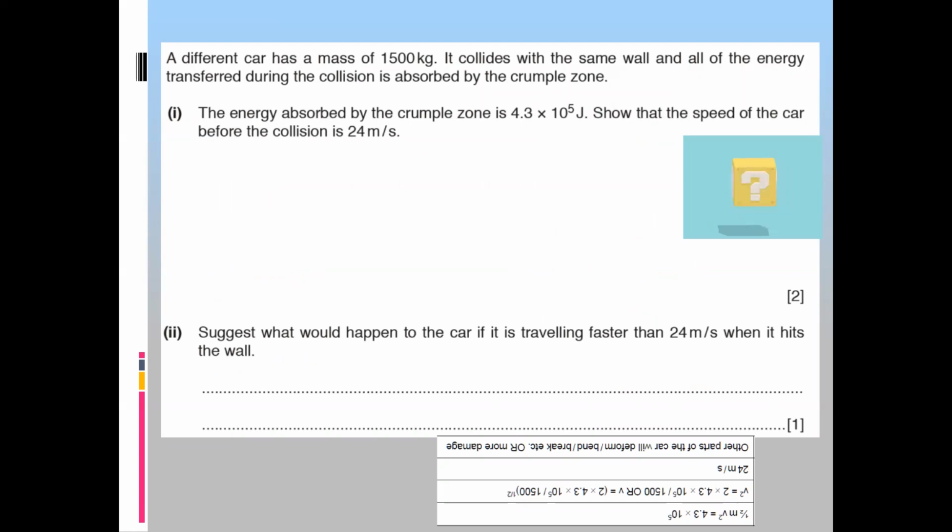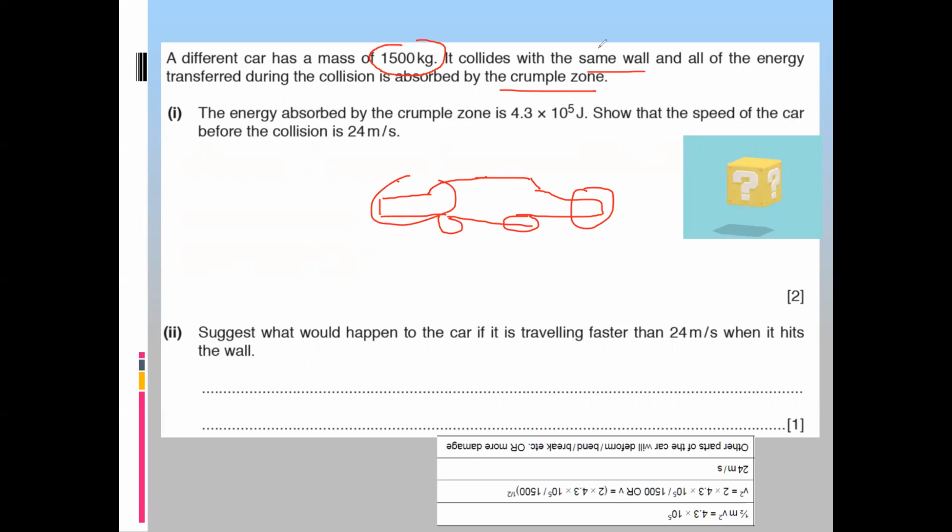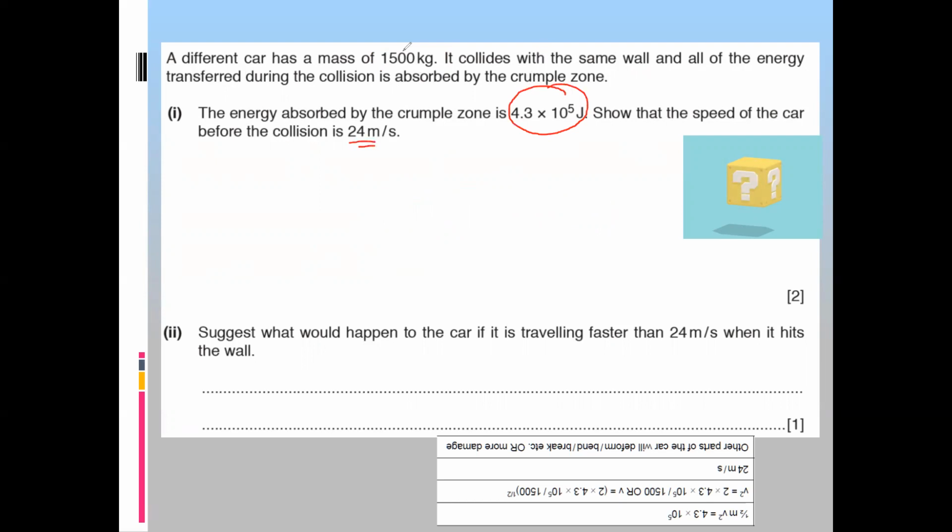Another question. A different car has a mass of 1500 kg. It collides with the same wall, and all of its energy is transferred and absorbed by the crumple zone of the car. The front side and the back side tend to deform, and we call them crumple zones. The energy absorbed by the crumple zone is 4.3 times 10 to the power 5 joules. Show that the speed of the car is 24. So it's a similar question.